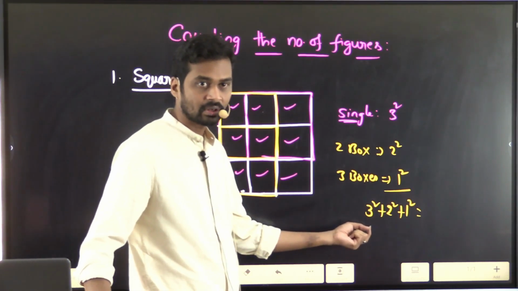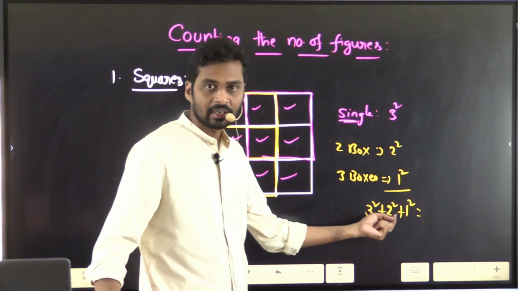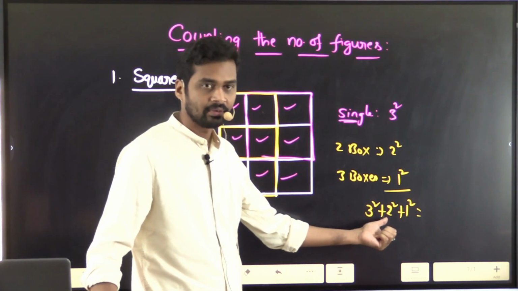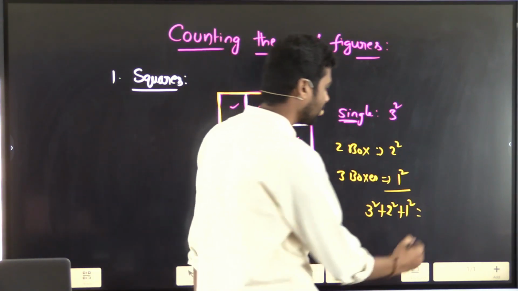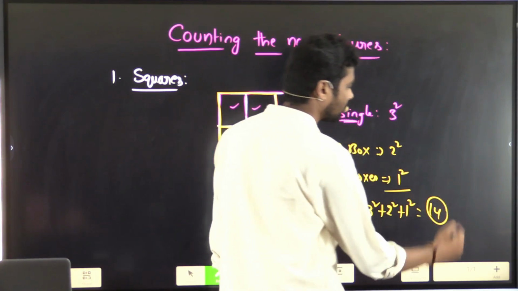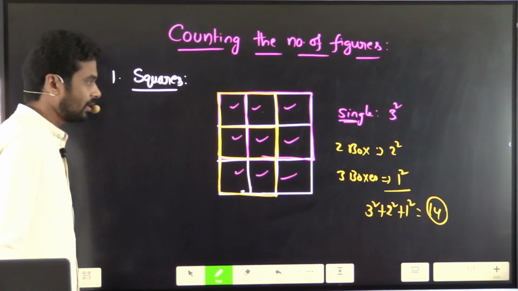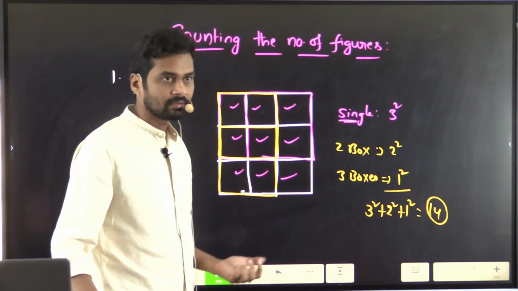So 3 square value is 9. 9 plus 4, 13. Plus 1, which is nothing but 14. The total number of squares is equal to 14. We can logically conclude one thing from this figure.